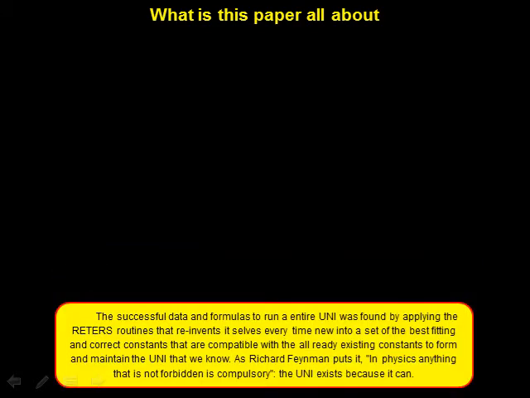The successful data and formulas to run an entire universe were found by applying the random evolutionary trial and error, reject or select routines, that reinvent themselves every time new into a set of the best fitting and correct constants, that are compatible with the already existing constants to form and maintain the universe that we know. As Richard Feynman puts it, in physics anything that is not forbidden is compulsory. The universe exists because it can.